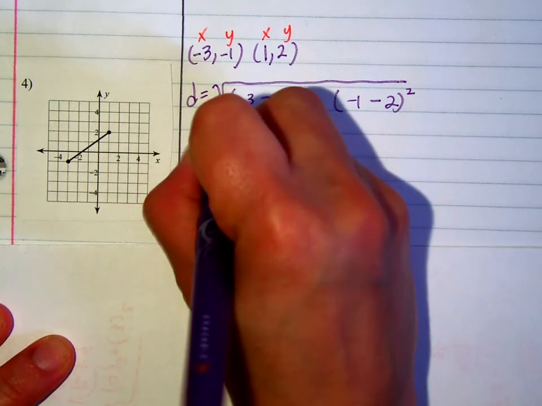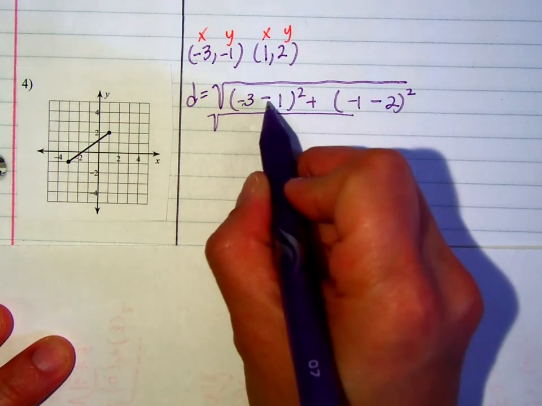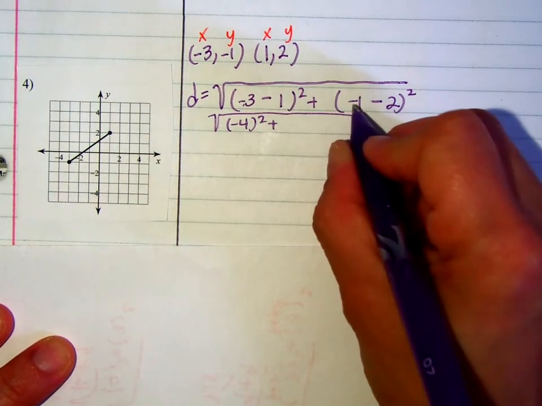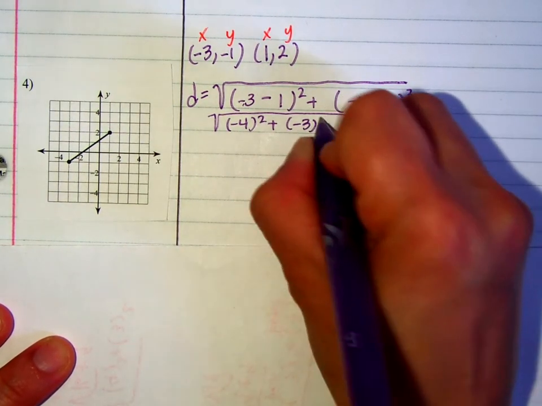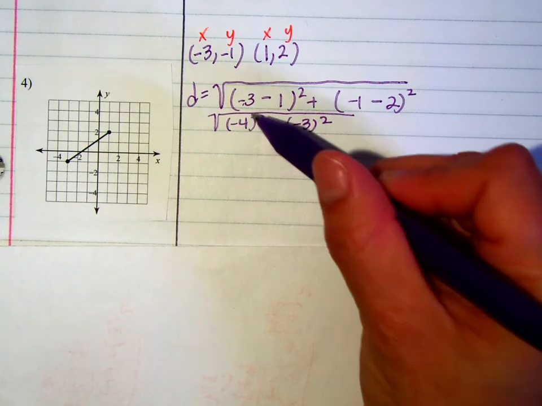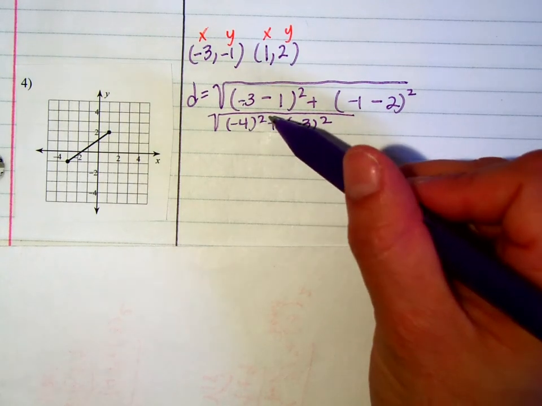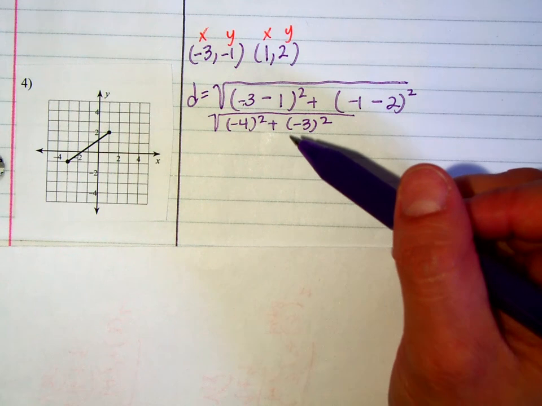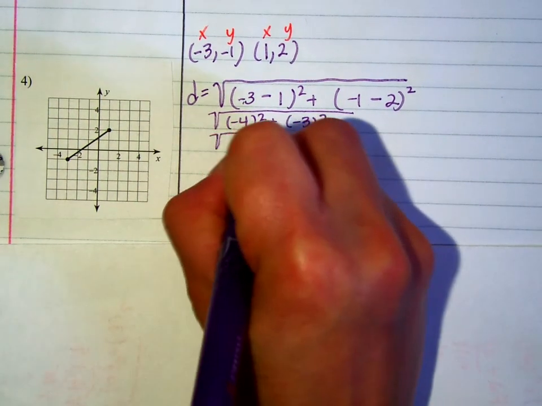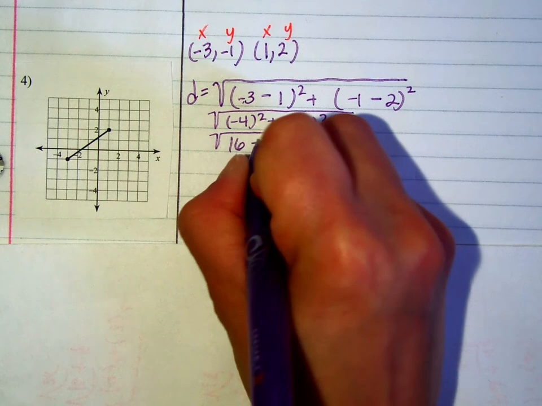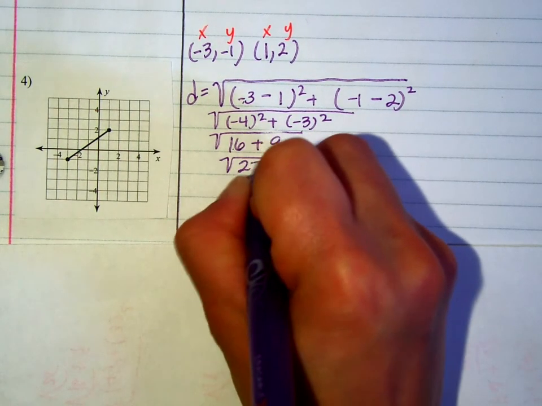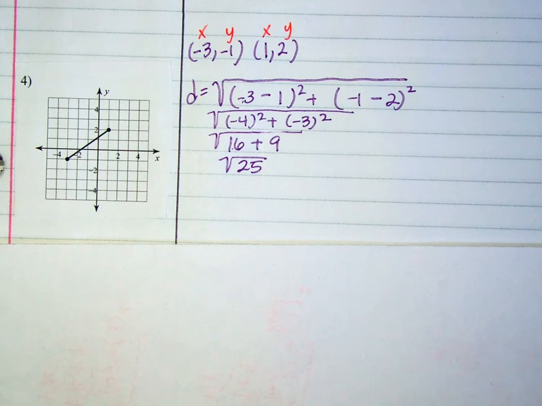Now we're going to simplify. -3 take away 1 is -4 to the second power, and -1 take away 2 is -3 to the second power. Again, with your calculator, you need to put parentheses around these negative numbers in order to get a positive answer. If you don't, you're going to end up getting negative results, and that's wrong. Negative 4 to the second power is 16, negative 3 to the second power is 9, and 16 plus 9 is 25, and then we have to find the square root of 25.